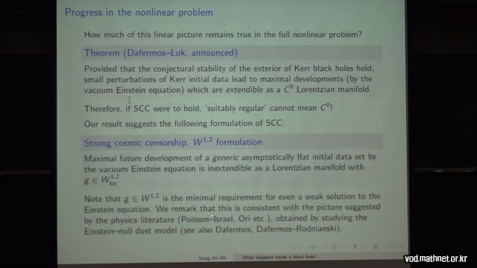And let me also say that this formulation is consistent with the picture that was suggested by the physics literature, the famous work of Poisson, Israel, and Ori, which was obtained by studying the Einstein null dust model, where null dust basically is a system of ODEs which travel in the null direction. And this is also consistent with the previous mathematical work of Dafermos and Dafermos-Rodnianski on a different model problem, which I'll not explain, but just mention.